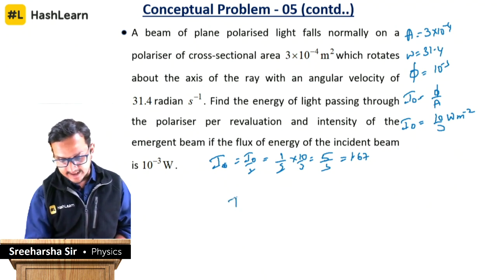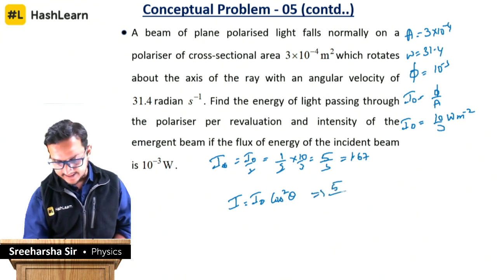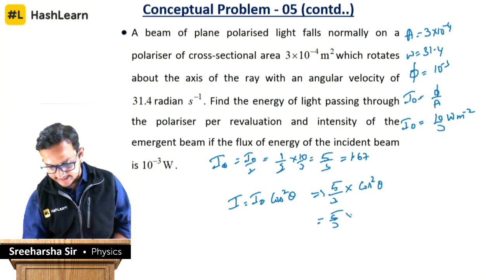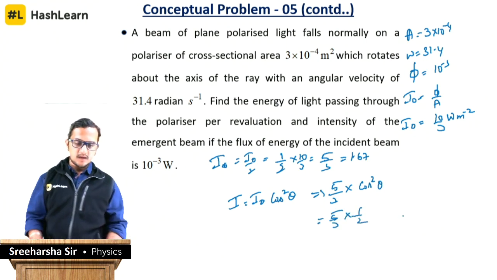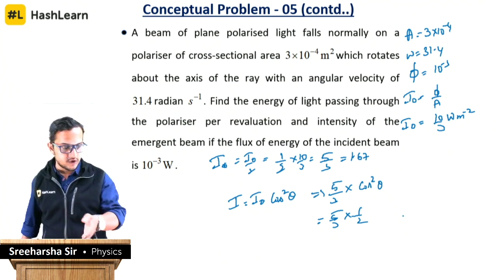So after the polarization, you'll have I equals I naught cos square theta, which is equal to 5 by 3 into cos square theta, which is equal to 5 by 3 into half. Because when it rotates, the angle with omega is 31 pi by 4.